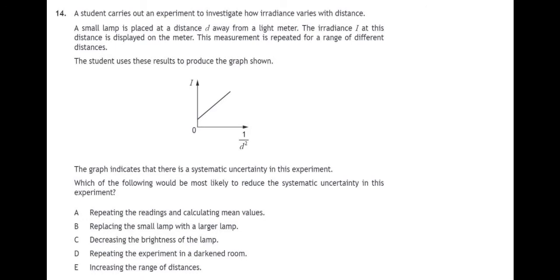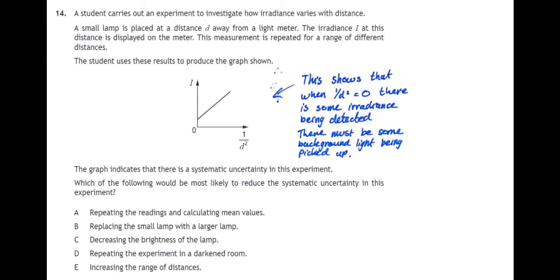Well, why is there a systematic uncertainty, first of all? If we look at this, it shows that the irradiance isn't 0 when 1 over d squared is 0. That means there must be some ambient background light getting into the detector. So even when you are effectively at a distance of infinity from this source, there is still some light reaching it. So the light that is entering the detector is not just due to the source that we're investigating.